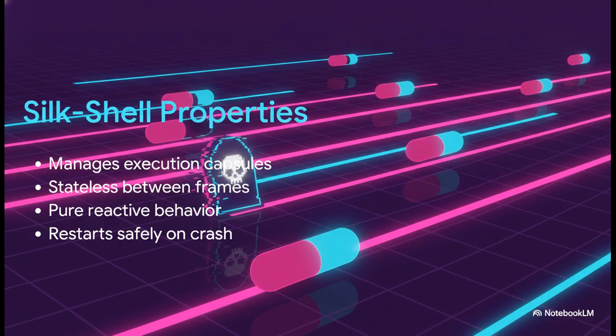And because Silk Shell is entirely stateless between frames, it brings this almost magical property to the operating system. It manages isolated execution capsules rather than those messy, tangled process trees. So what happens if Silk Shell crashes? Well, the kernel simply drops its tombstone and restarts the Silk Shell continuation in the very next epoch. Your display doesn't freeze up. Your screen doesn't just go black. The system just keeps flowing flawlessly like nothing happened.